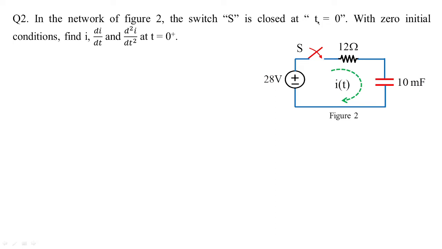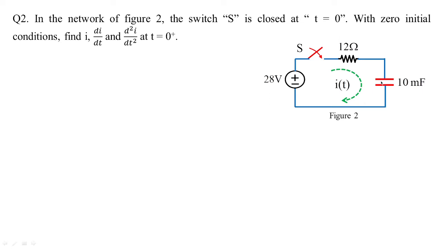So the switch is open at t equal to 0 minus conditions. The switch is closed, before that the switch is open. So we need to find out again the current, di by dt, and d square i by dt square at t equal to 0 plus. So we are dealing with the initial conditions. That is why we are finding out the current in terms of its velocity and acceleration.